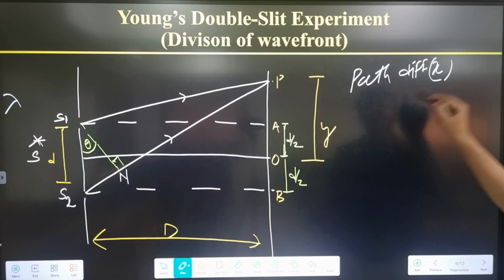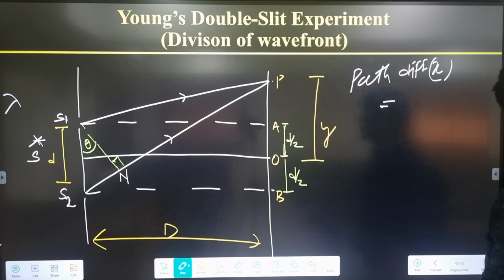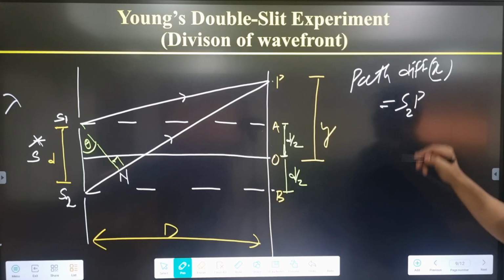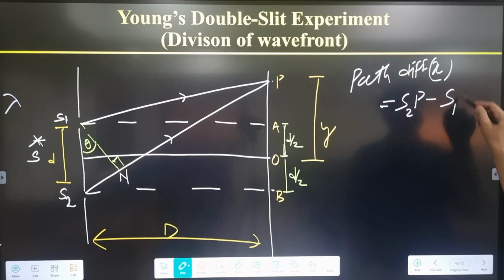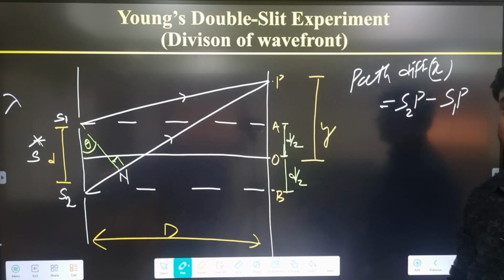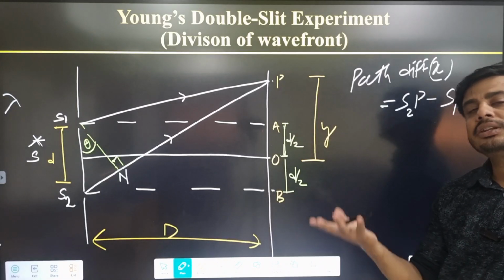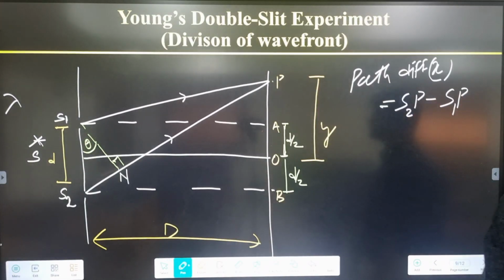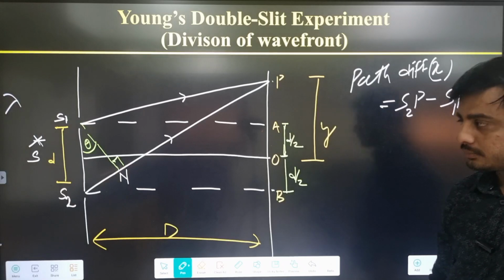We denote the path difference as x. Path difference is the distance difference. From the figure we know that light is traveling from S2 to P, and another light is traveling from S1 to P. Obviously, the difference between them is the path difference. So we first have to calculate S2P minus S1P.